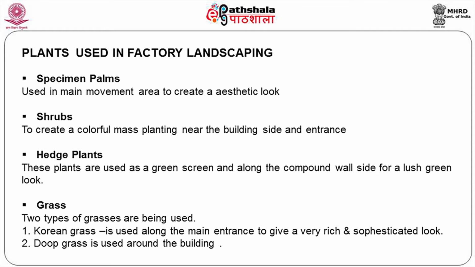Usage of palm trees: palms are always very attractive plants. You use them in the main movement area to create an aesthetic look. Apart from that, palms also take less space, as they grow vertically. Then shrubs create colorful mass planting near the building sides and the entrance area. Shrubs are usually chosen so that you have color throughout the year: A, in the form of leaf pattern; B, in the form of colors during the flowering season; number 3, the different masses of leaves will create different light and shade for the entrance area.